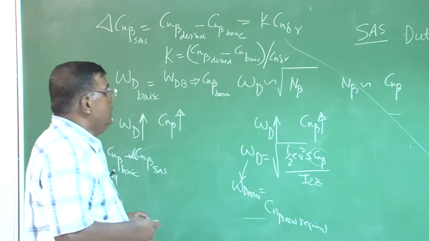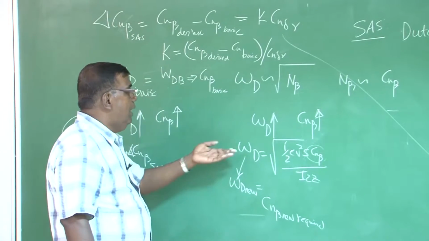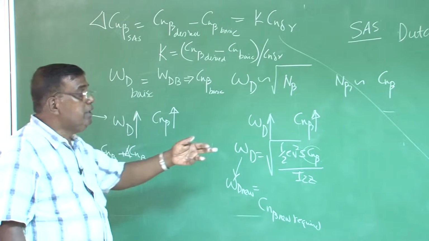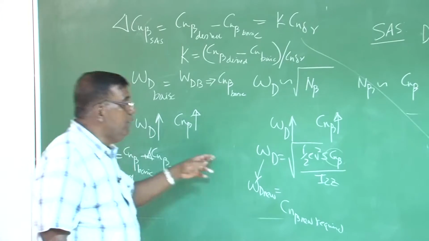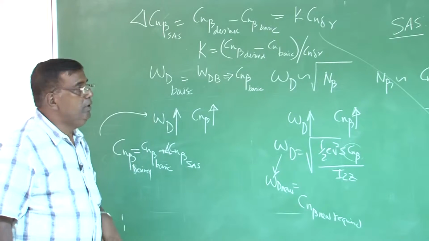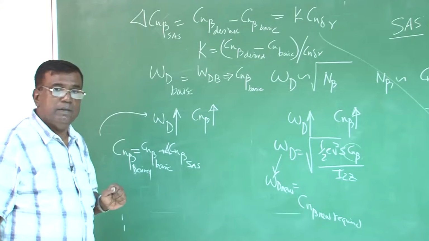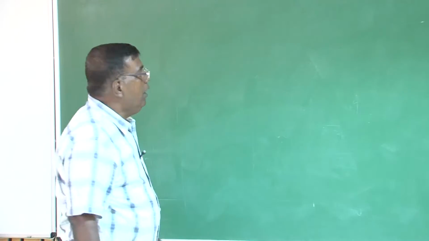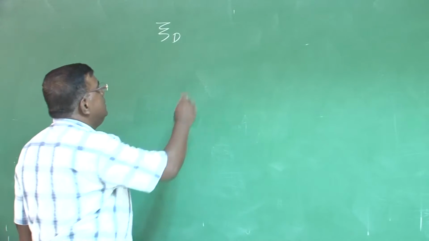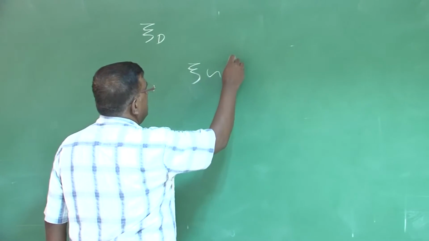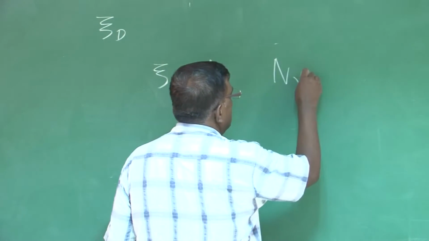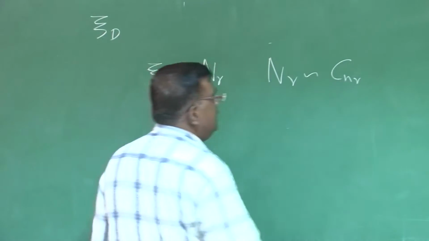What is the final thing? You know from the handling quality requirement how much omega d you need to have. If it is less, you have to increase Cn beta. If it is more, you have to reduce Cn beta. So accordingly you decide what type of beta feedback you will be doing for natural frequency. Once that is done, now if you want to change the damping ratio for Dutch roll, you know that damping ratio will be proportional to Nr, and Nr is proportional to Cn r. What was Cn r?